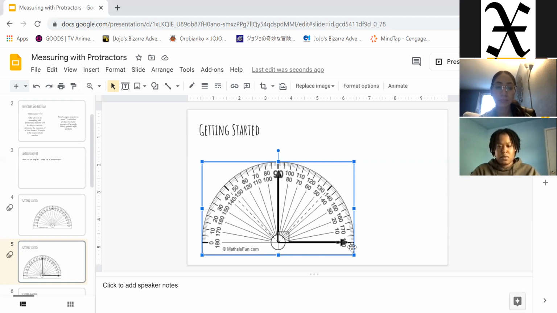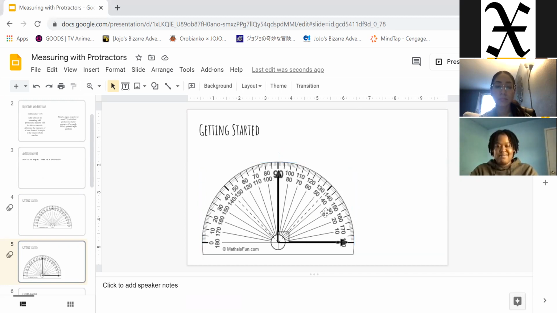So whenever we're measuring it, oh, I forgot my camera was off. Okay, I'll put it on in a little bit whenever we do our independent practice.